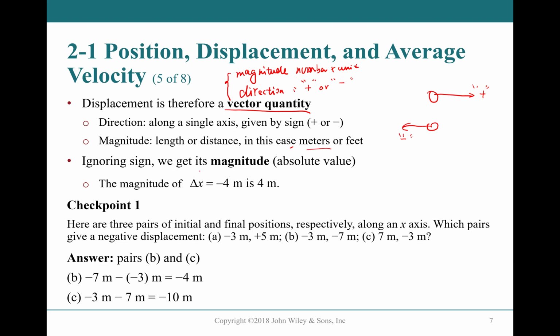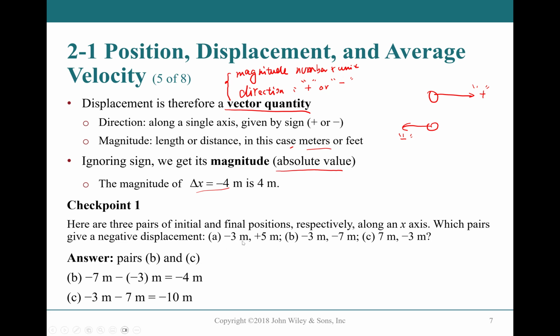So ignoring the sign, we get its magnitude. So it has magnitude and direction. So if displacement is negative 4, then the magnitude is 4 meters. Okay, so magnitude is what we call absolute value.